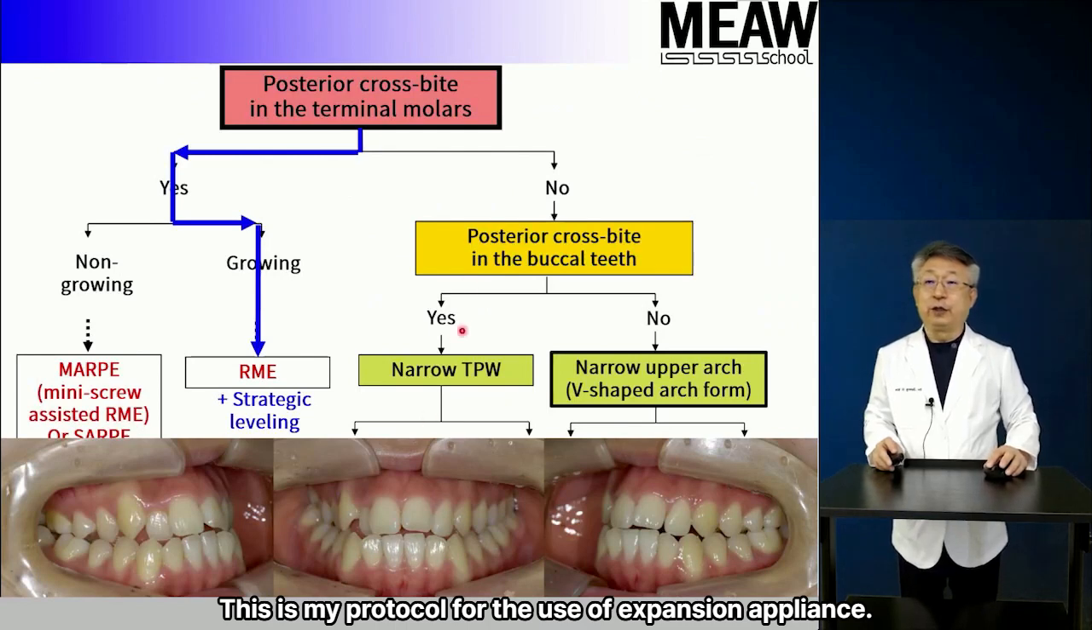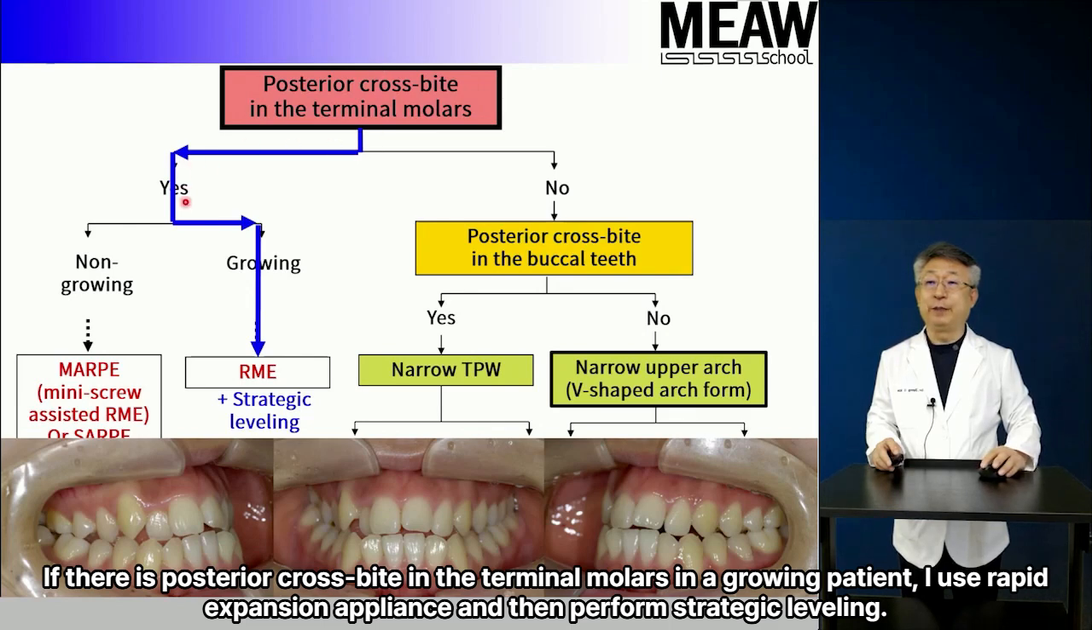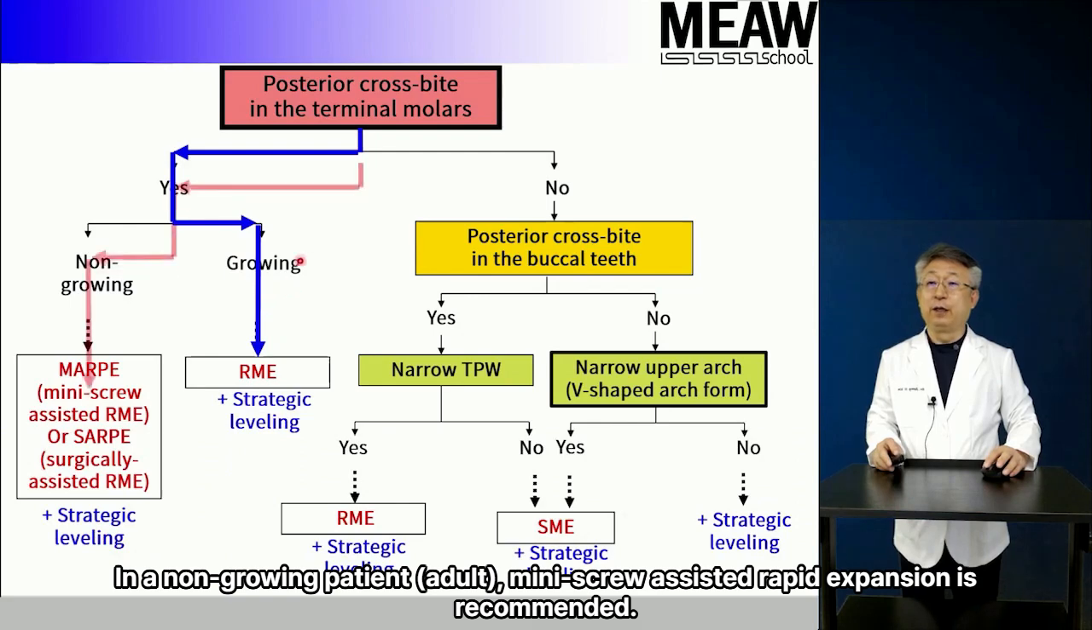This is my protocol for the use of expansion appliance. I first check if there is posterior crossbite in the terminal molars, but there are not many cases with it. If there is posterior crossbite in the terminal molars in a growing patient, I use rapid expansion appliance and then perform strategic leveling. In a non-growing patient adult, mini-screw assisted rapid expansion is recommended.